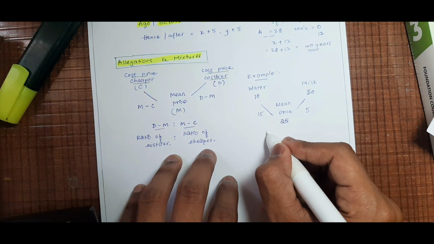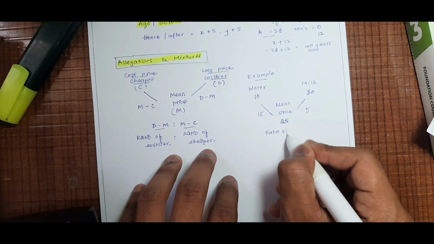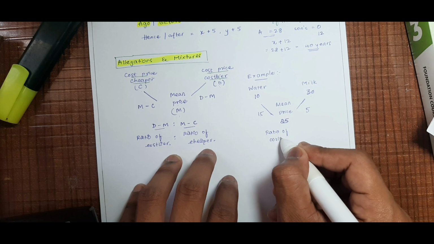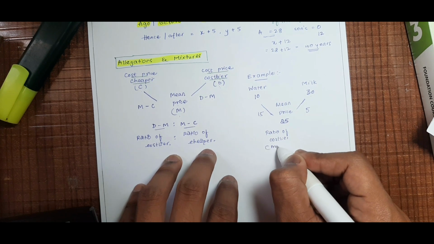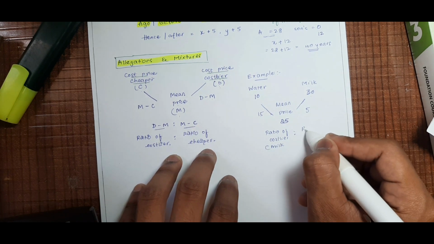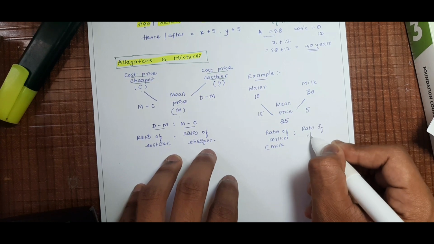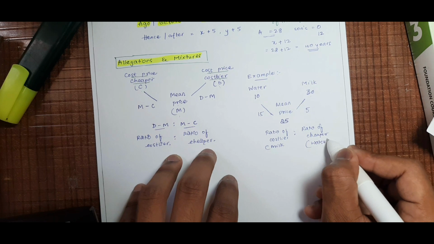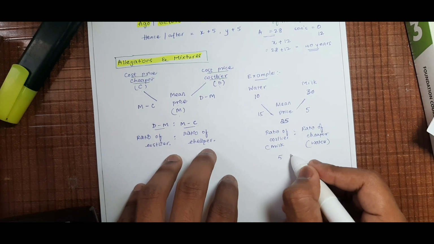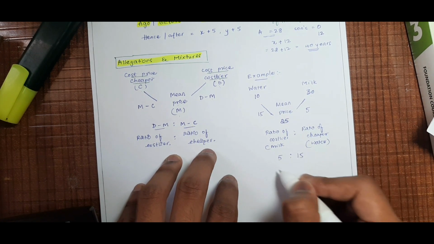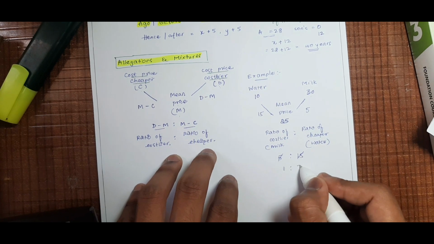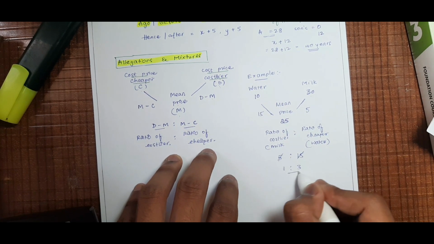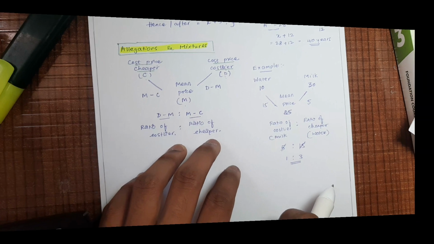So now the ratio of costlier, that is milk, is to the ratio of cheaper, that is water. What happens? 5:15. So the ratio is 1:3. 5 ones are 5, 5 threes are 15. This is how you solve.